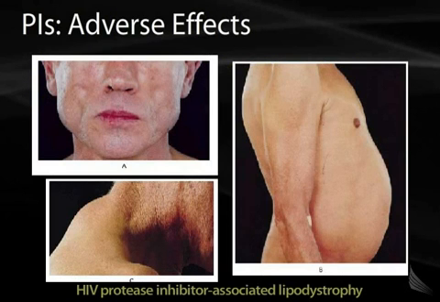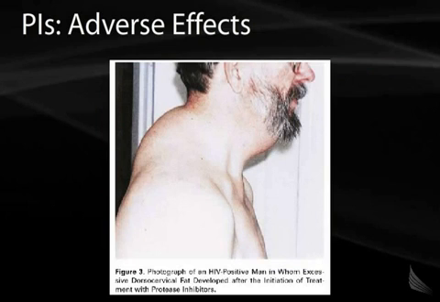Here are some photographs of a patient that has developed lipodystrophy from protease inhibitors, and as you can see, they've developed buffalo hump obesity, as well as truncal obesity and abnormal fat distribution in the face. And you can see that this patient as well has developed buffalo hump obesity because of protease inhibitors.